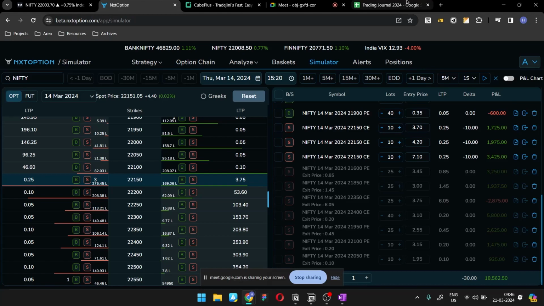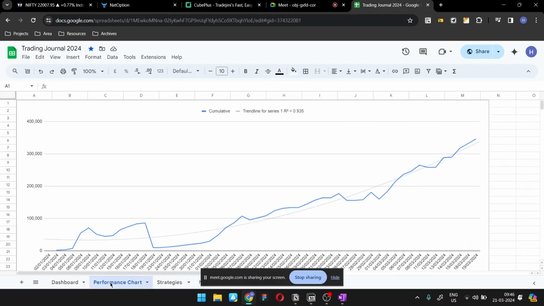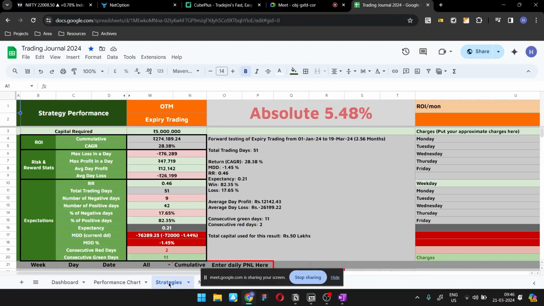So if you see my win rate also in my positions, you can see this strategy has a win rate of 82.35%. Loss is around 17. The only thing, a few days, if it goes very badly against you, little big losses happen. 50 lakhs capital. Yes, I generally trade on 50 lakhs.